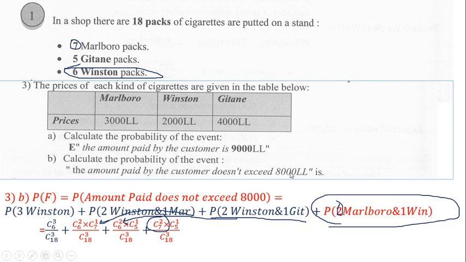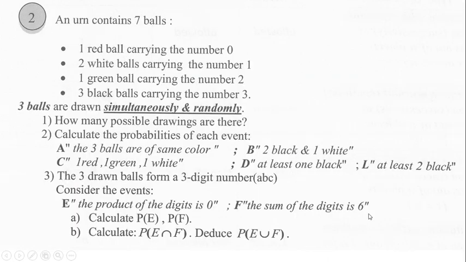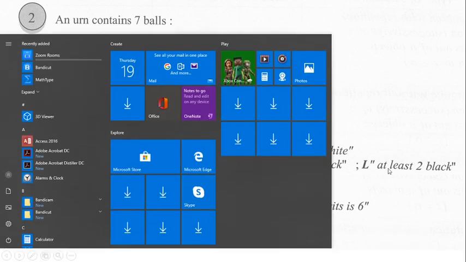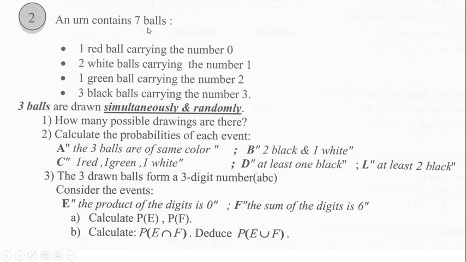Now let's move to another example. For this exercise, as you see, we have an urn that contains 7 balls: 1 red, 2 white, 1 green, 3 black. So we have many cases. Let's begin. 3 balls are drawn simultaneously. By the way, we can replace the word simultaneously with instantly or together, at the same time.